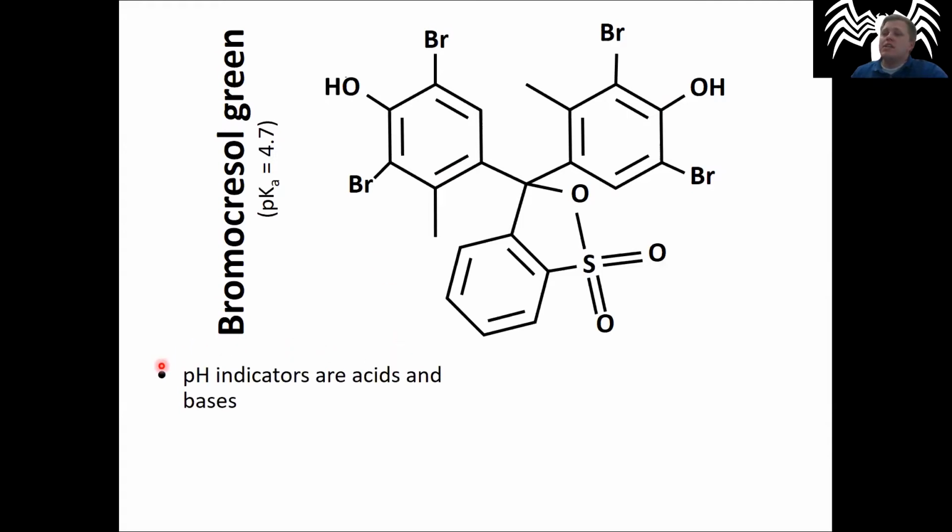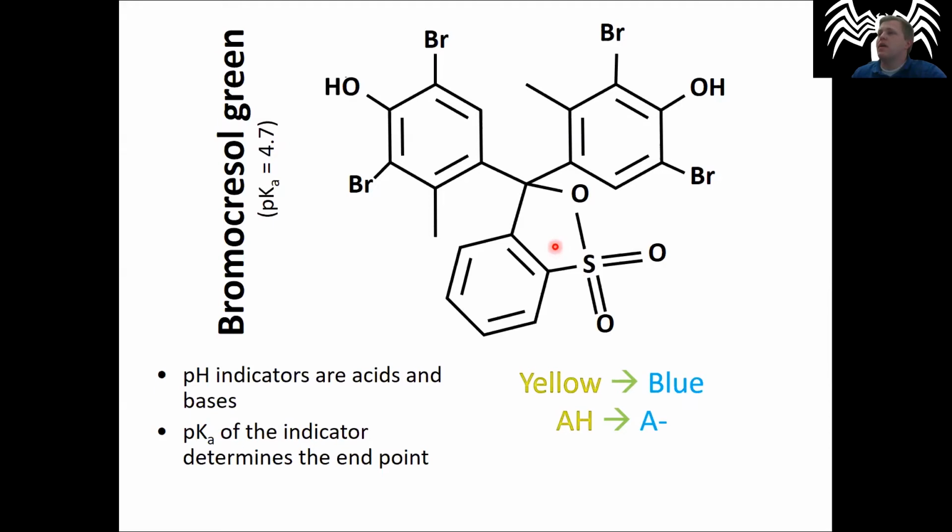And most pH indicators are acids and bases in and of themselves. And so they are able to change color as the acid either protonates them or the base deprotonates them. And the point at which they change color is determined by the pKa of the indicator, and that determines the pH at your endpoint of your titration. So bromocresol green has a pKa of 4.7, okay?